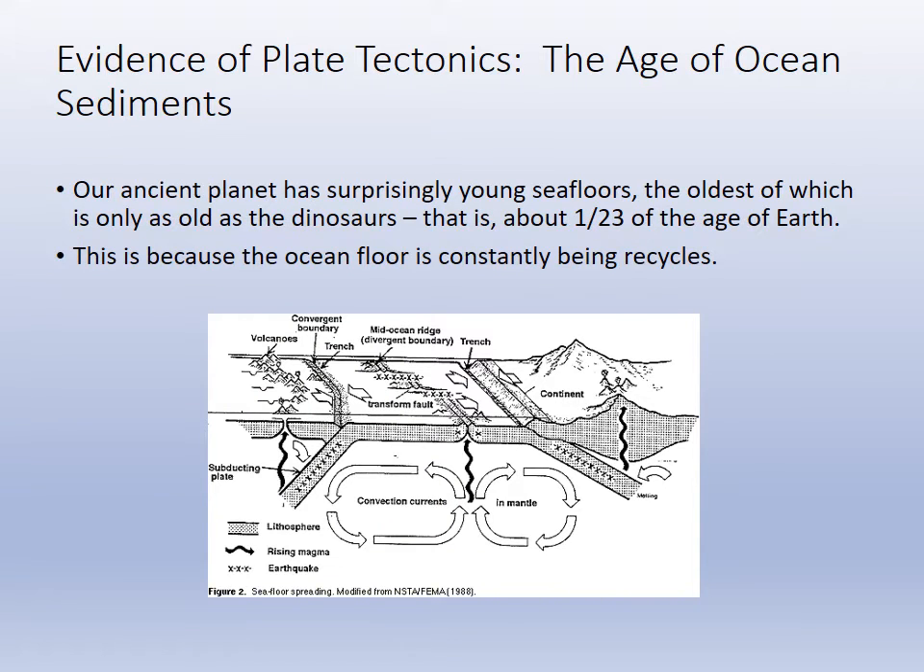Ocean sediments, as radioactive dating became more and more sophisticated, are very young because the oceans are being recycled. You can see at the convergent boundaries, sediments are destroyed. At the divergent boundaries, seafloor is created. So like a great conveyor belt, the ocean floors are constantly being recycled. So the oldest ocean floor is in the neighborhood of 200 million years old. The oldest continents are on the order of 3 to 3.8 billion years old because they're not being recycled as much.